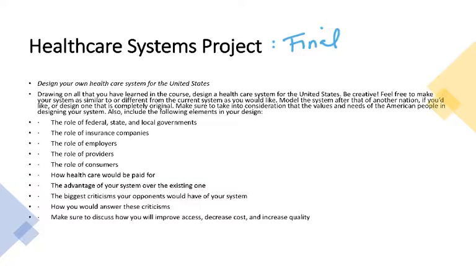For this project, you're going to be designing your own healthcare system for the United States. It can be based on the current system. It can be an entirely new system. But you're going to draw on everything that you've learned in this course when you design this healthcare system. You can model this healthcare system after another country. But if you do, you need to consider the values and needs of the American people in designing your system. And I'm going to talk about these values in class 2.